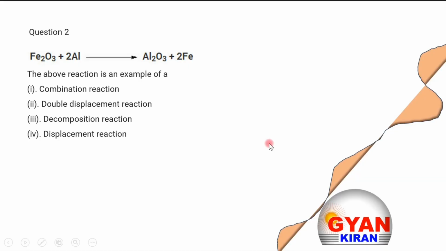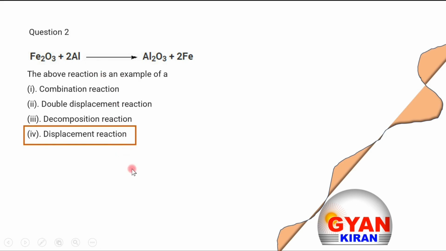Question number 2. Here the chemical reaction is given: Fe2O3, that is ferric oxide, reacts with aluminium. As a result, we will get the products aluminium oxide and iron. So here the reaction is given, and this reaction is an example for combination reaction, double displacement reaction, decomposition reaction and displacement reaction. We have to consider that this chemical reaction reveals the displacement reaction.